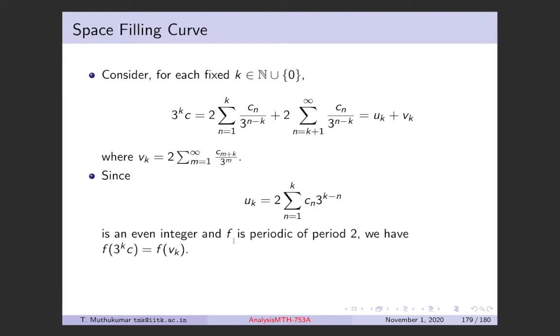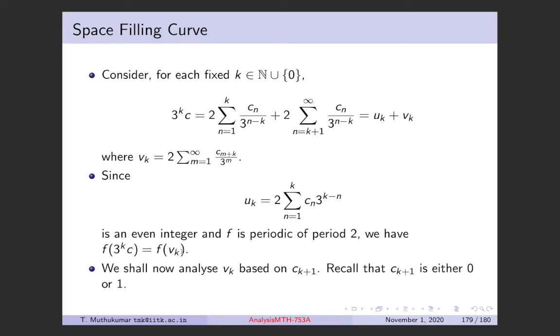Recall that we said f is a periodic function of period 2, right? So when uk is an even integer, it is a multiple of 2. So if I look at f of 3 power k times c, that is f of uk plus vk. But uk, as we have seen, is an even integer. So f of uk plus vk by the periodicity of f is f of vk. So that is why f of 3 power k c is f of vk. So now we verify what happens to vk from our definition. So this is our vk here.